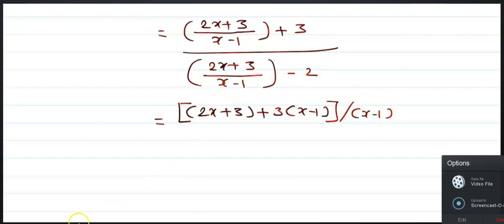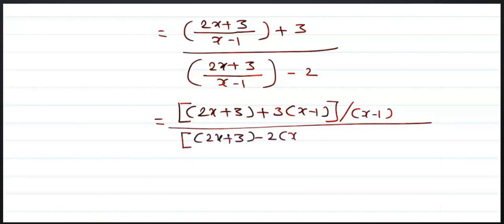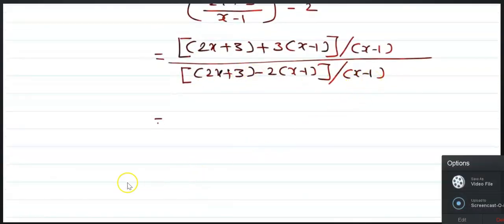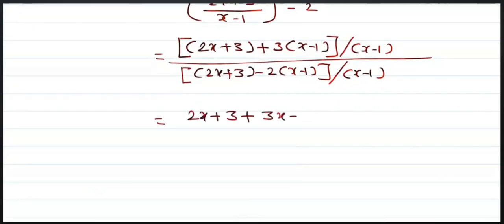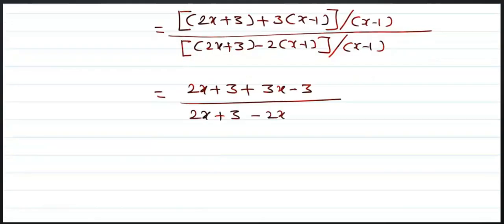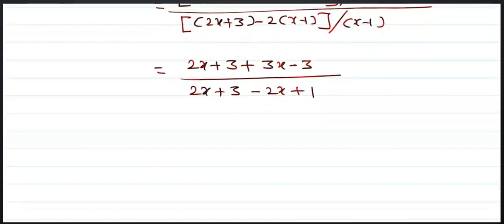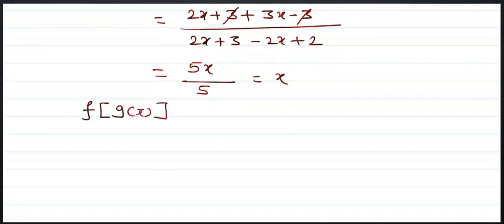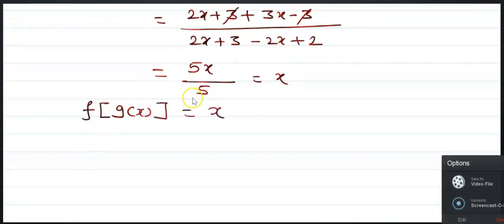Now the denominator, we apply the same trick. That is 2x plus 3 minus 2 in bracket x minus 1 upon x minus 1. That is, x minus 1 gets cancelled. And after simplification, you will get 5x upon 5, therefore equal to x. Therefore, f of g of x is equal to x.